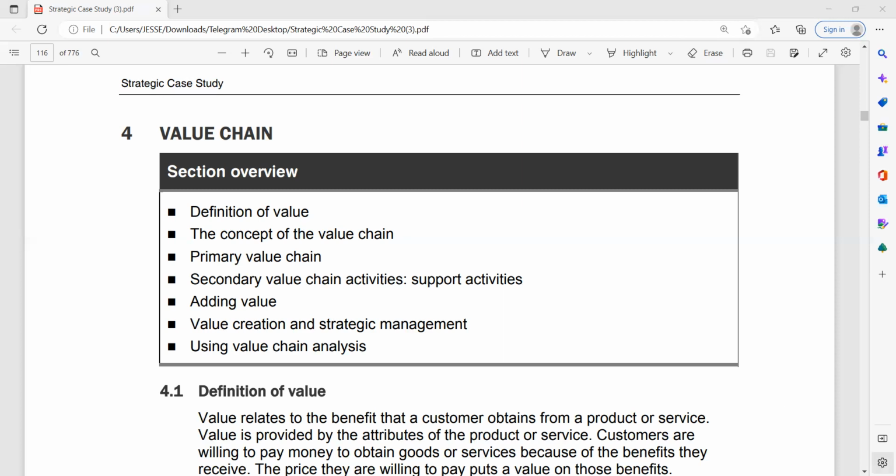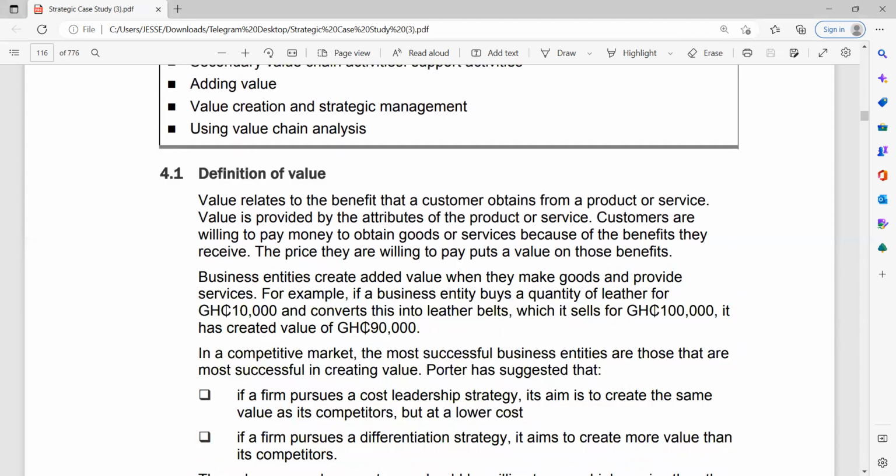So when we say value, what do we mean by value? I'm sure some thoughts might have come into your mind, but value is simply the benefit a customer derives from a product. And these benefits are derived from the attributes or the features of the product, right? For example, this lecture is a service or a product that you are receiving, and you are deriving value and benefits from it. So customers would pay you based on the value that they receive. It's very, very important.